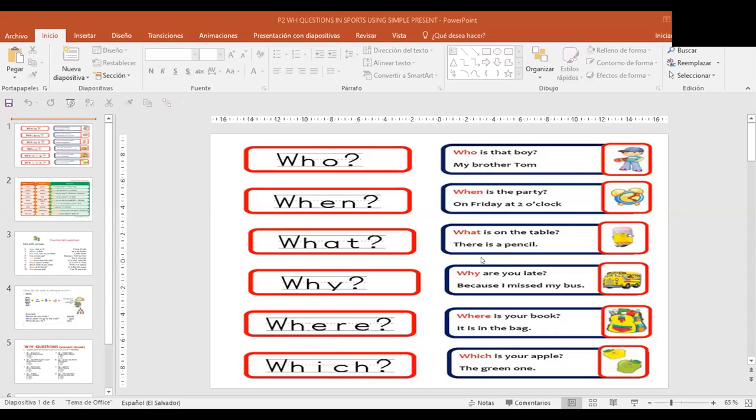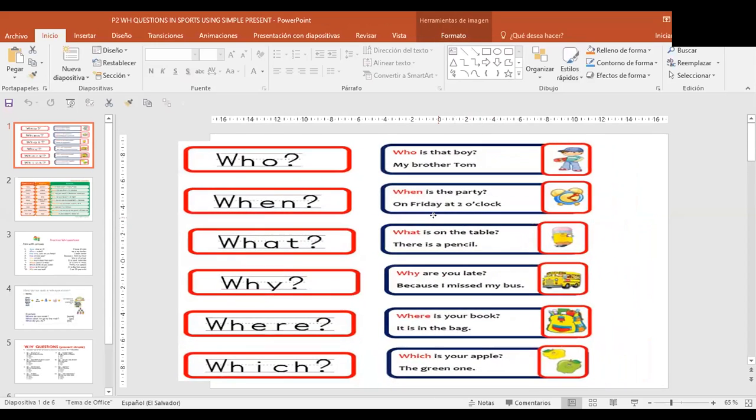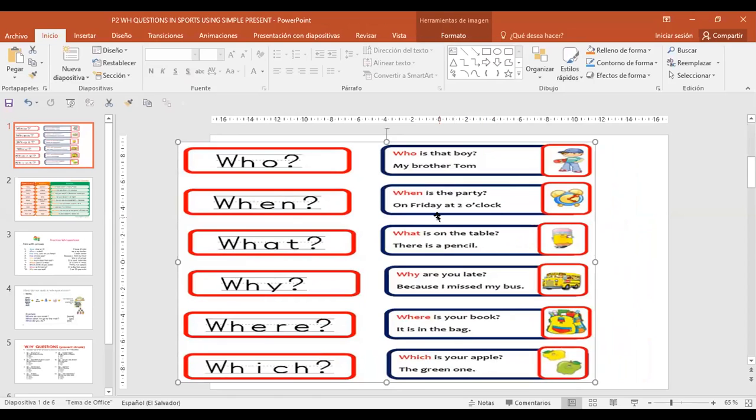Okay, very good. So today we are going to work with the WH words, okay? Vamos a hacer un poquito más de énfasis en las WH words. Se llaman así porque comienzan con la W y H, ¿verdad? Who. Who is to talk about people. Who is that boy? ¿Quién es ese muchacho? My brother Tom. When. When is the party? When we say when, we are asking about time. When is the party? ¿Cuándo es la fiesta? On Friday at 2 o'clock.